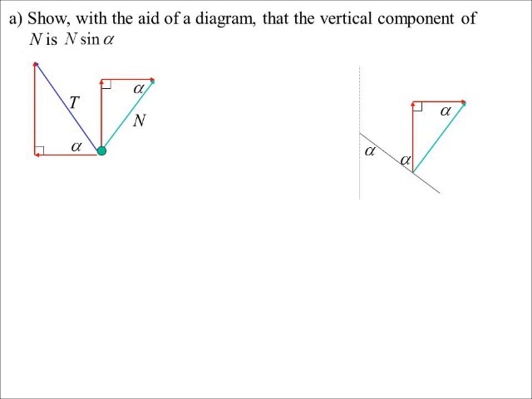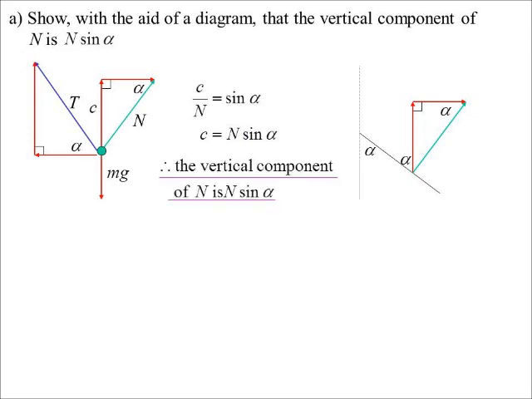So all right, now I can look at it and see that the vertical component is opposite N, so it should be N sine alpha. Of course, gravity is in there as well. I don't want to just write down N sine alpha because it doesn't look like I've answered the question. So I've labelled that vector C for component. And I can say, oh look, C over N is sine alpha, so that component is N sine alpha. That's the first part of the problem.